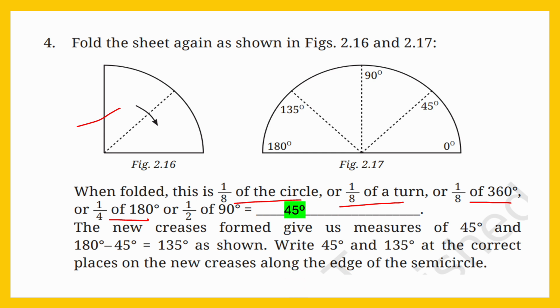The new creases formed gives us measures of 45 degree and 180 degree minus 45 degree is equal to 135 degree as shown. So here you will get 45 degree and here you will get 135 degree, that is 180 minus 45 degree or 90 degree plus 45 degree. So you will get 135 degree. Write 45 degree and 135 degree at the correct places on the new creases along the edges of the semicircle.